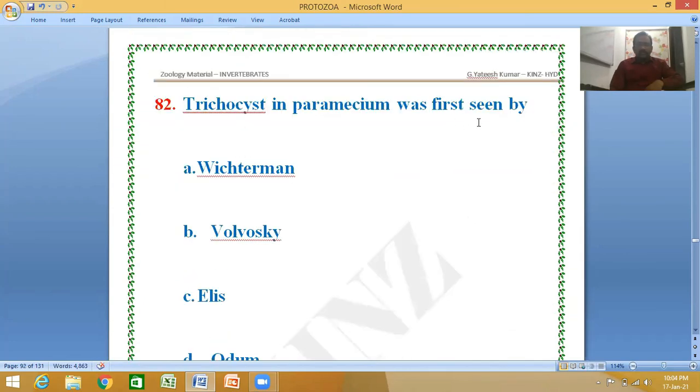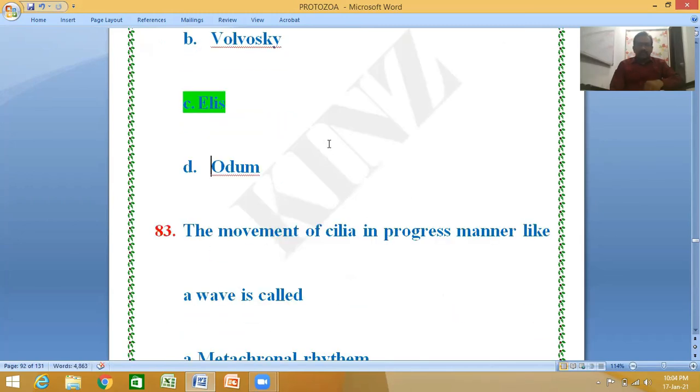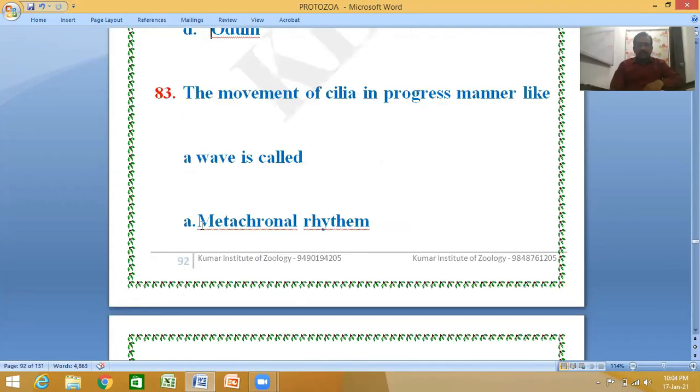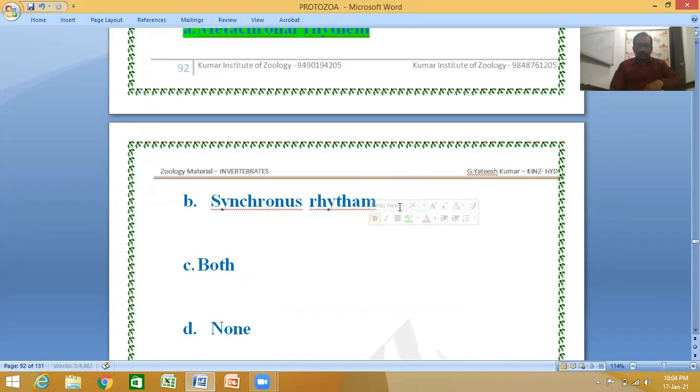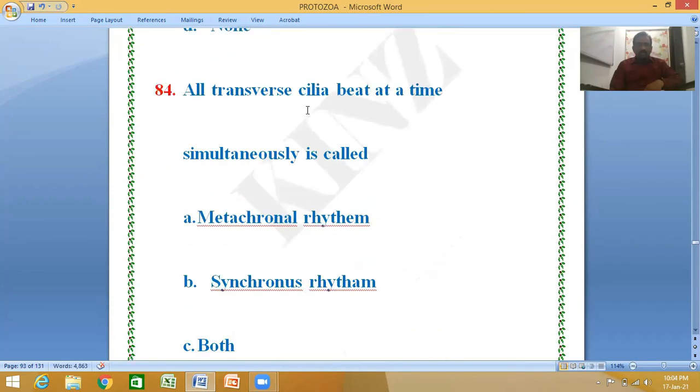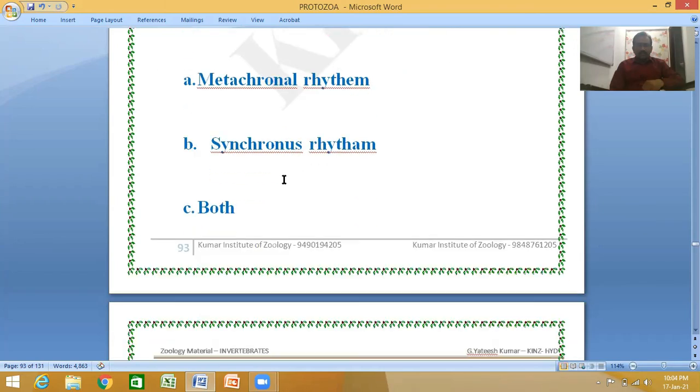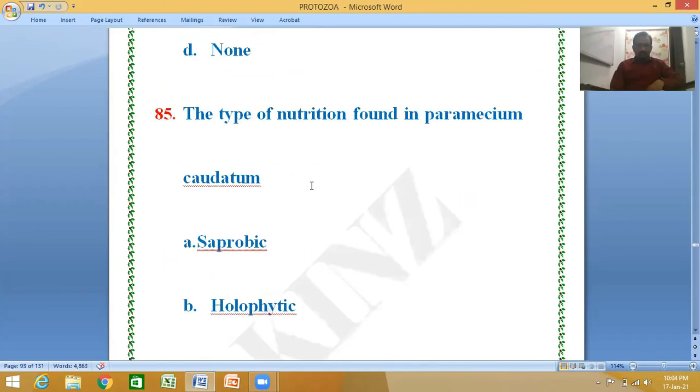Trichocyst in Paramecium was first seen by Ellis. Ellis observed the trichocyst for the first time. The movement of cilia in a progressive, wave-like manner is metachronal rhythm. When all transverse cilia beat at a time simultaneously, it is called synchronous rhythm. Answer is B, synchronous rhythm.